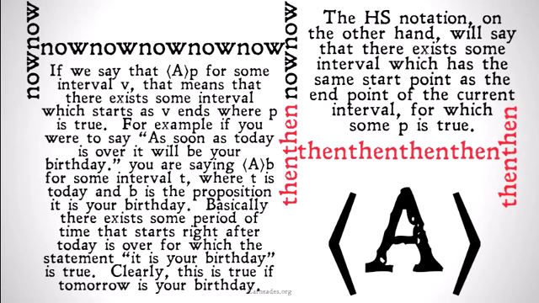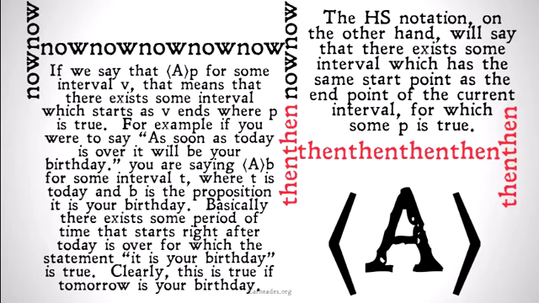For example, if you were to say, as soon as today is over, it will be your birthday, you are saying AB for some interval T, where T is today and B is the proposition, it is your birthday. Basically, there exists some period of time that starts right after today is over for which the statement, it is your birthday, is true. Clearly, this statement would be true if tomorrow is your birthday. However, this statement could also be true if our current interval was this week and the next interval was the following day. It'll all depend on how you define the current interval and exactly when your birthday falls in relation to it. But basically, if we define the current interval as today and tomorrow is your birthday, then AB, or the interval exactly after the current one, B is true, it is your birthday, will be the case.